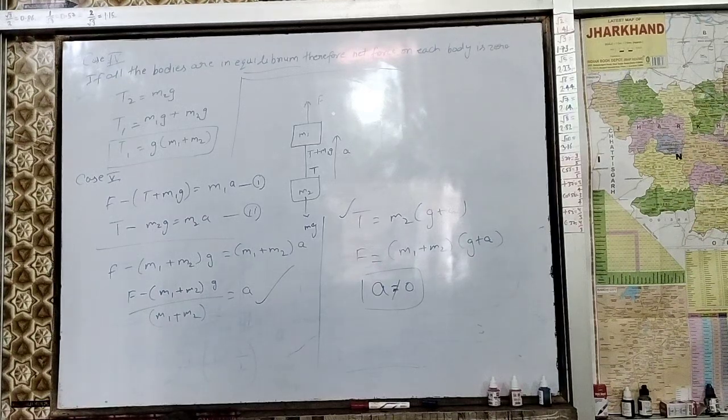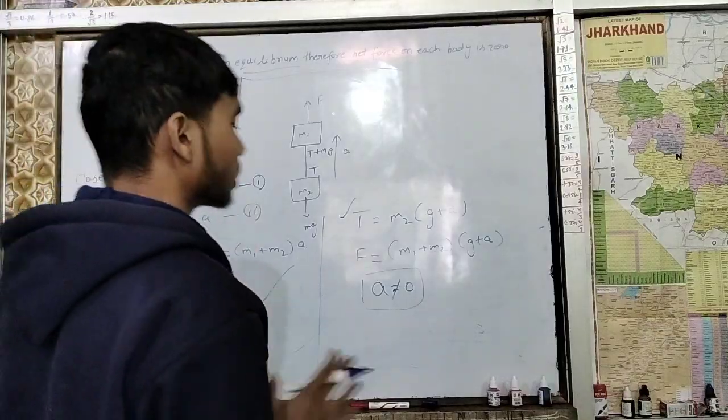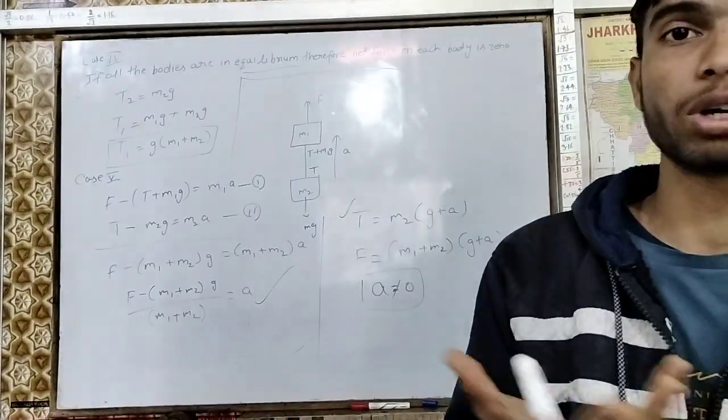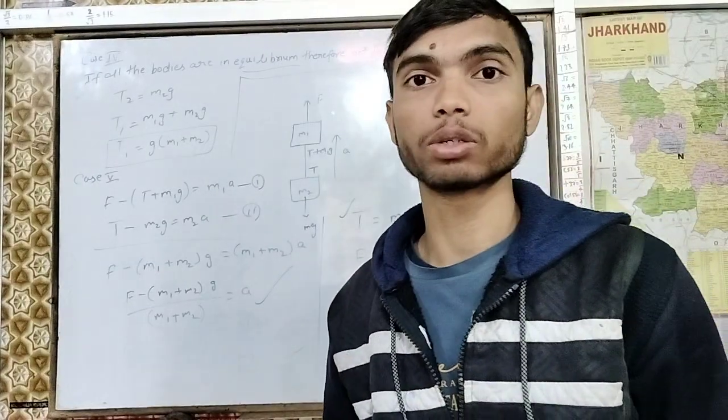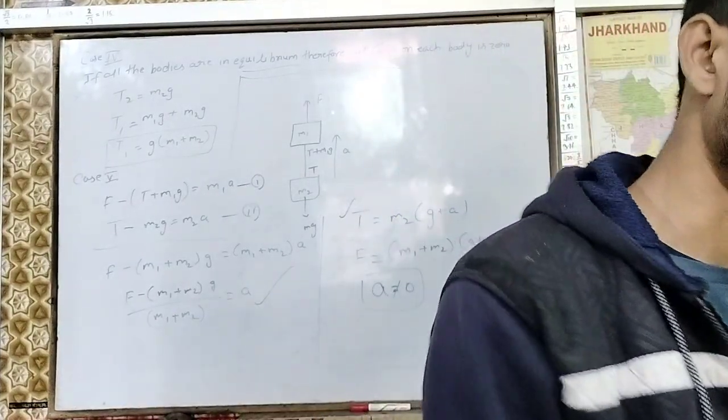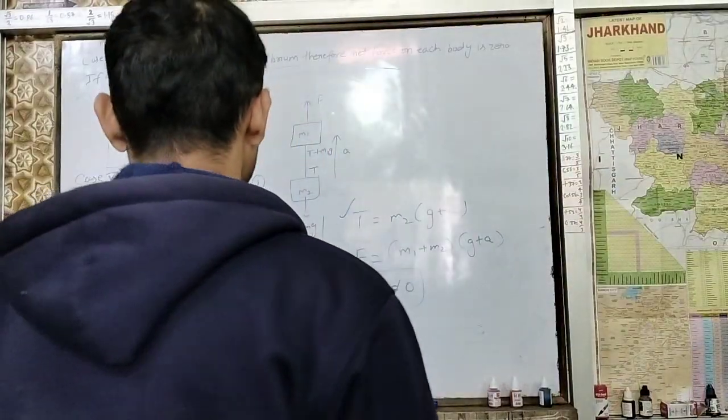Now the next case is, in this case the body was going upward. Now in the next case the body will be going downward. In that case, what will be our equation to calculate tension, force and acceleration? Now let's see the next case.